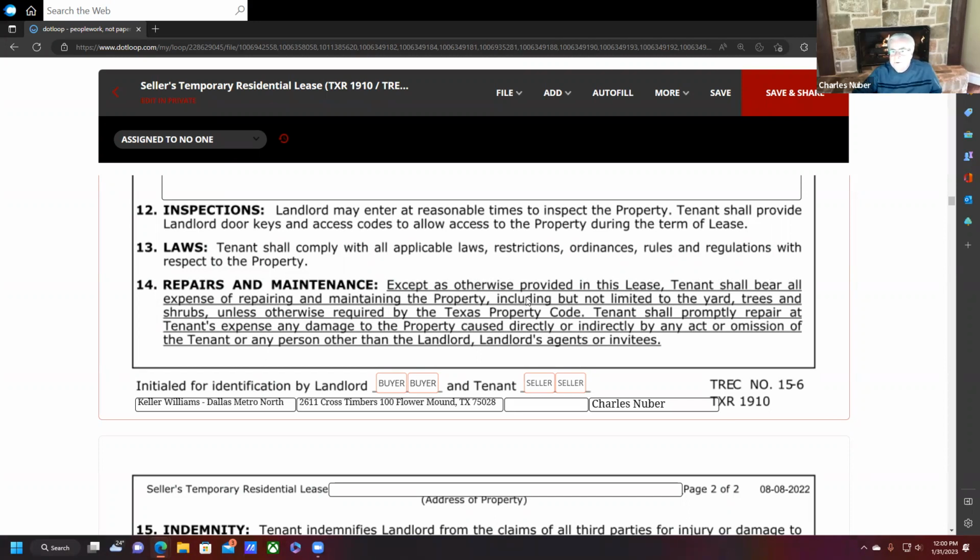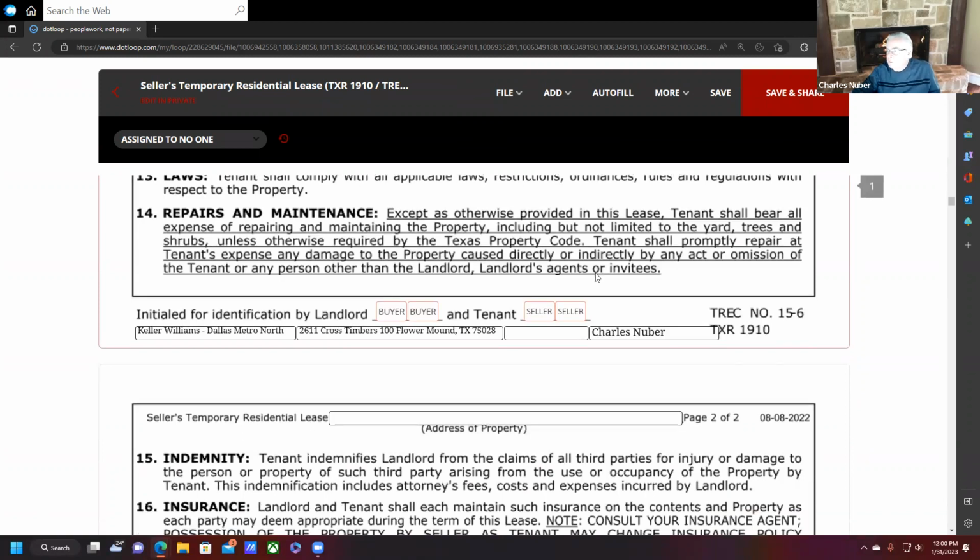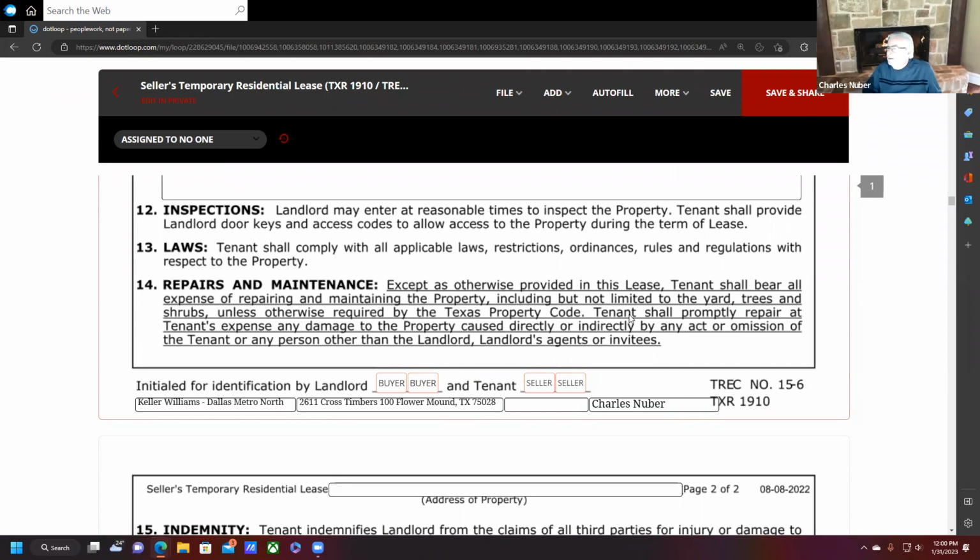So anything that happens, the pool pump breaks, the air conditioner breaks, anything goes wrong with that property that was contracted to be in working condition at the time of sale, guess what? The tenant gets to pay. That's why I don't like these. I don't like these leases. The air conditioner breaks while they're in the house on a temporary lease, and the tenant has to pay.